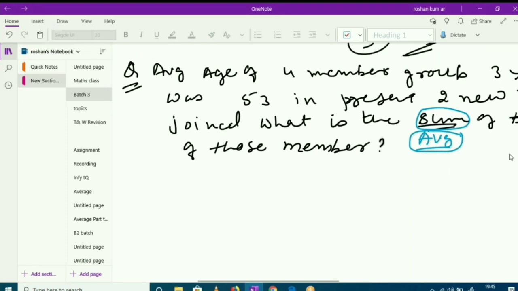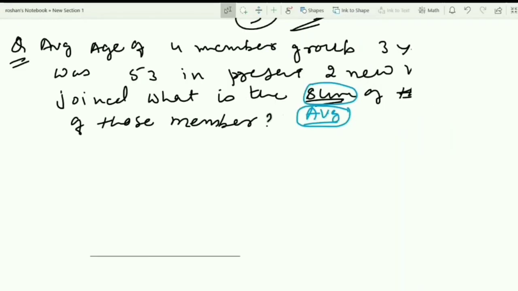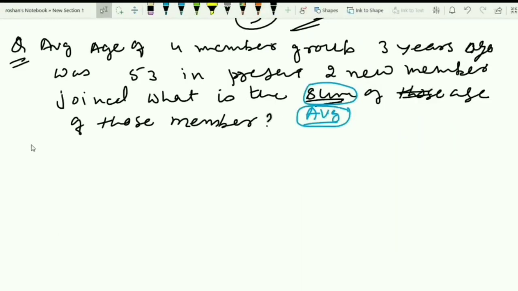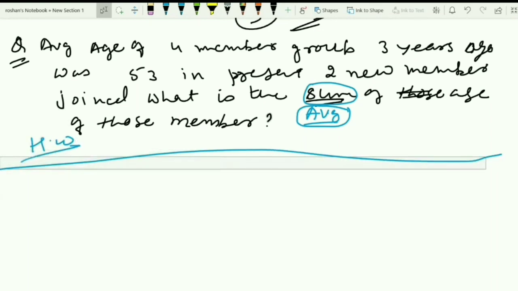Agar aapko ye samajh mein aa gaya, then what I'll do is that I'll go to part 3 of average. And that will be the last point of discussion in today's class. After this, we'll close for the day. And then we'll meet up next class and do part 4 and part 5 if there's anything I left. So what is part 3? This homework. Let me go back to this later. Okay.